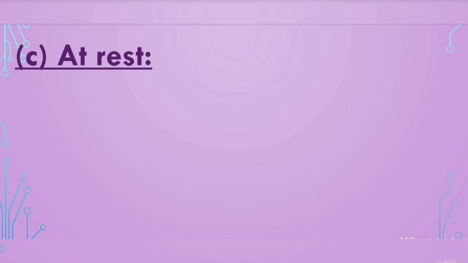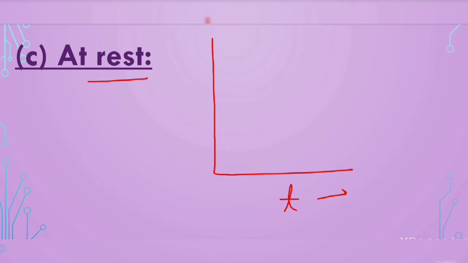Case third is when the particle is at rest, then the position time graph is a straight line which is parallel to the time axis.